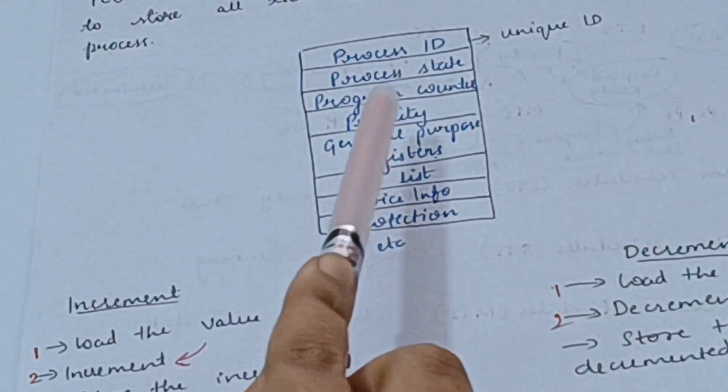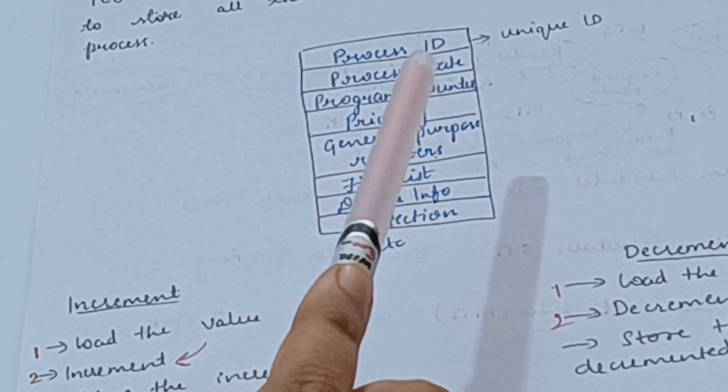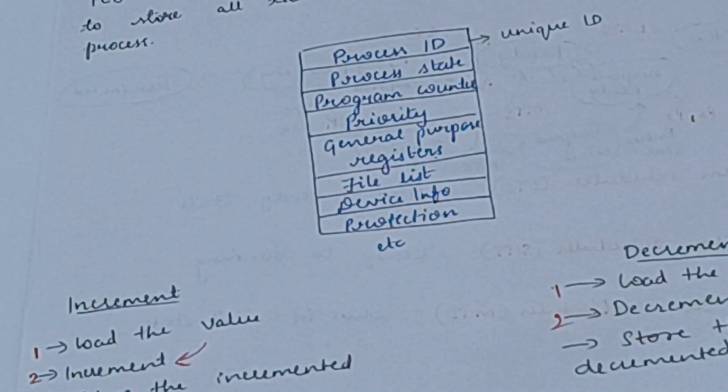Then we have priority. The priority attribute tells what the priority of the process is, whether it is of higher priority. We'll learn that in priority scheduling, and we'll know how the priority is given to a process in priority scheduling. So priority tells us the priority of the process.